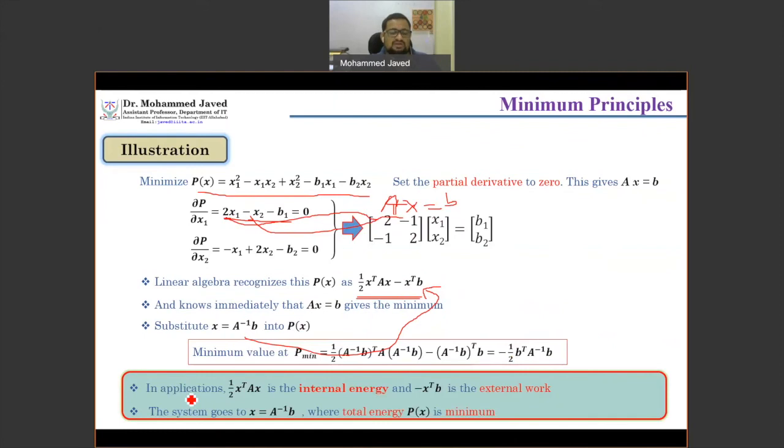So now in many applications, you see that half x transpose Ax is the internal energy, and minus x transpose b is the external work which has to be supplied, and the system goes to the minimum point x equal to A inverse b, where the total energy p of x is minimum.